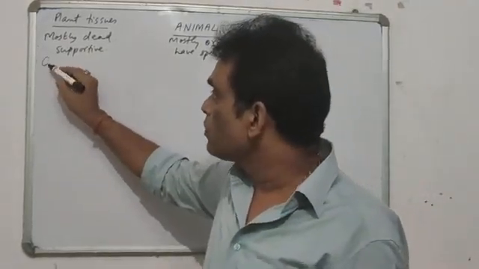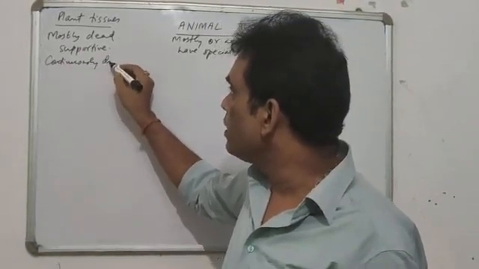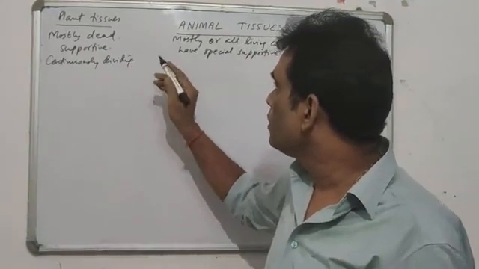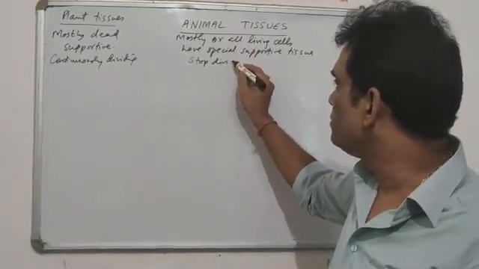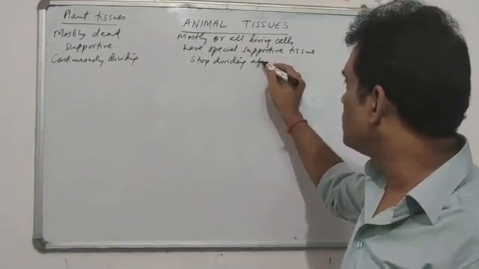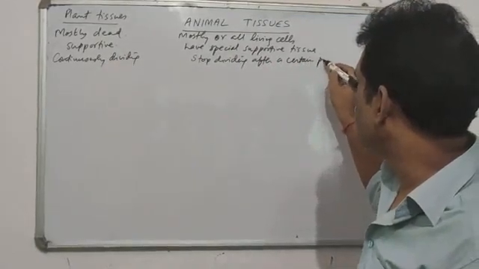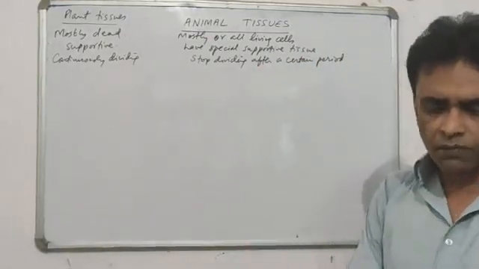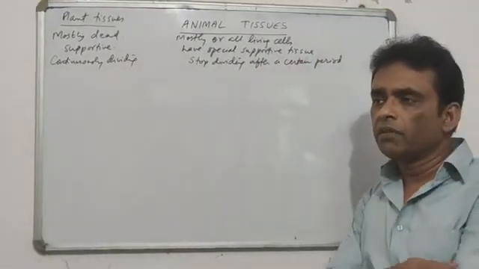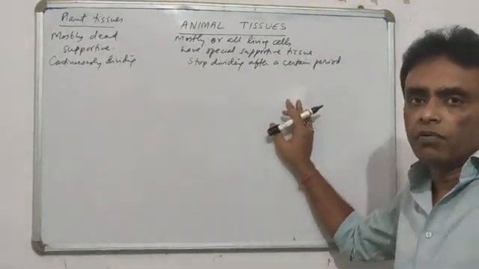Plant tissues also have a nature of continuously dividing. But animal tissues stop dividing after a certain period of time. So those are the ways. Plus the structure is also different, because the functions of plants, as you know, and the functions of animals are very different from each other.